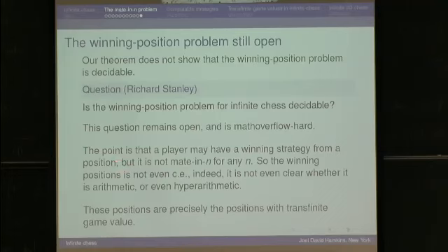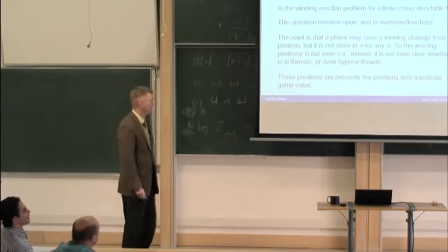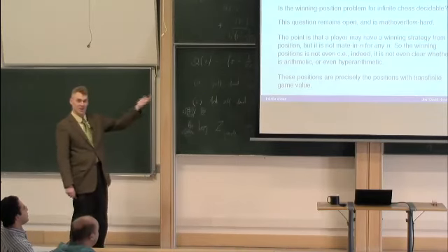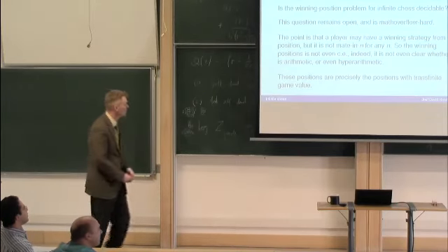It's not even clear whether the one position problem is hyperarithmetic. This is not clear. It's Sigma 1, 1, of course, because you're asking, is there a strategy, which is an infinite object?